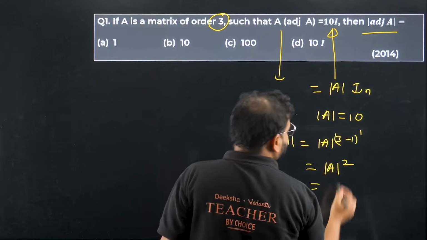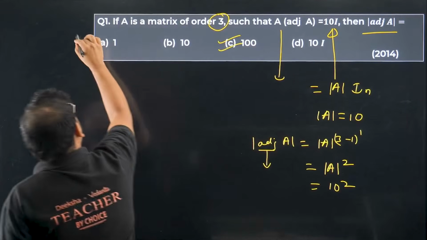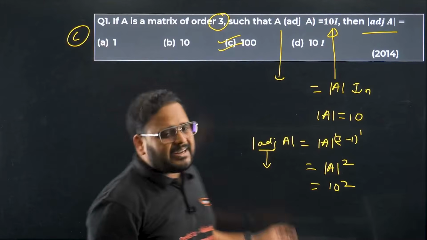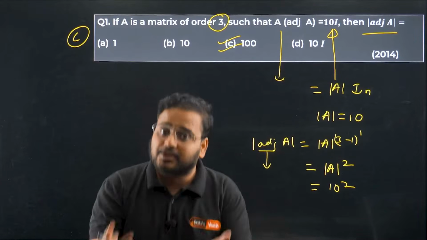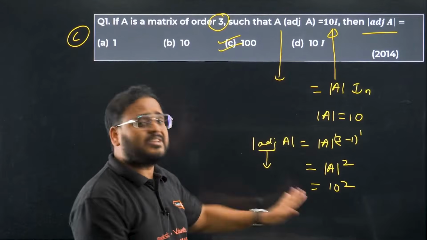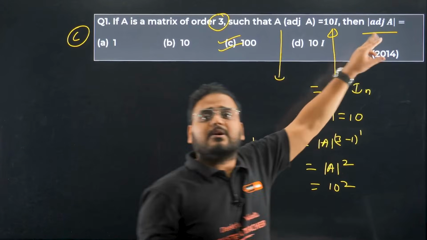This is 10, right? So 10 is squared. Answer is 100. Option C is correct. See, if you know the properties, it will take hardly 5 to 10 seconds to do it. I took more time because I had to explain everything to you. But as a student, you can solve this question in 10 seconds. This is 10, this will give me a square of that. 10 square, answer is 100.